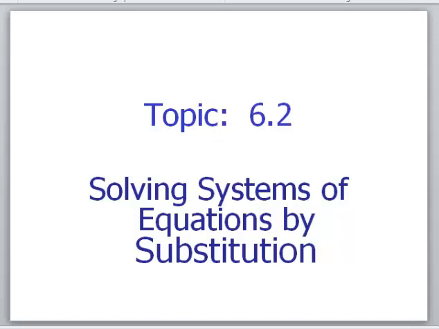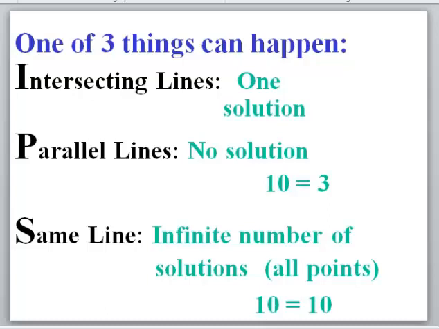So there's three things that can happen. Remember that you could have one solution if the lines intersect. You could have no solutions if you have parallel lines. When we have substitution and we have no solution, it will turn out something like this, where we get an untrue statement, 10 equals 3 or 6 equals 7 or 8 equals 5. When that happens, we will go ahead and say that there is no solution.